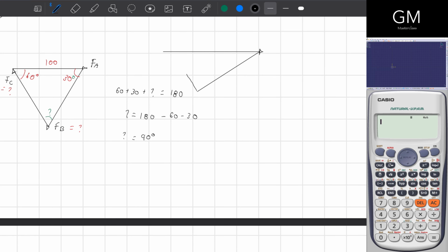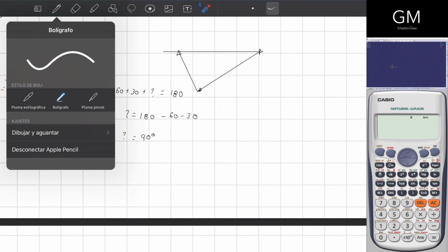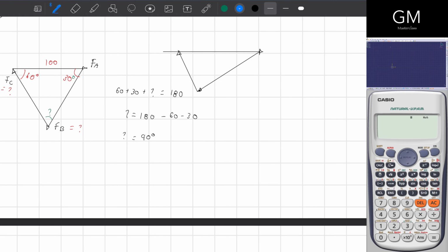Bear with me while I create the triangle, because right here I have a corner, a 90-degree angle. Alright, so right here I have 100, right here I have 30, right here I have 60, and what I need is these two lengths.